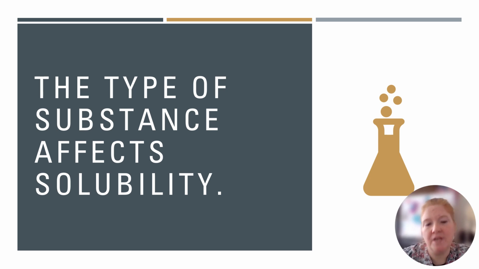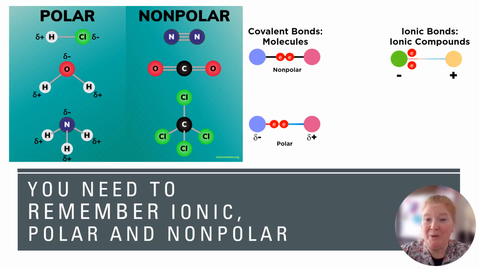The type of substance affects solubility. So here's where we're going to have to pull back from far away earlier in the year, some stuff from your brain, and you're going to have to remember it. So we're going to tie it in here. Okay, so you need to remember ionic, polar, and nonpolar.